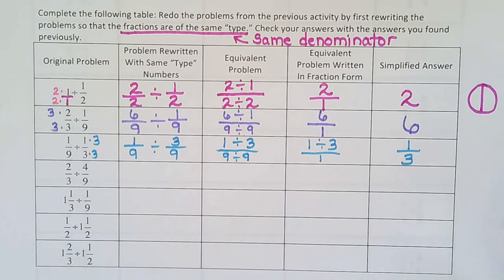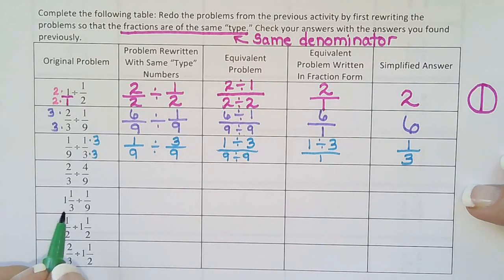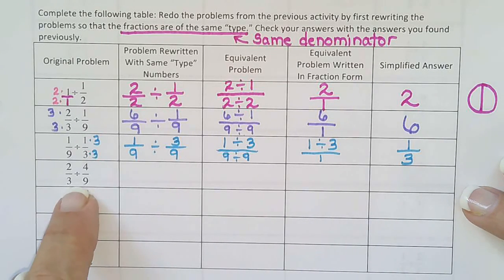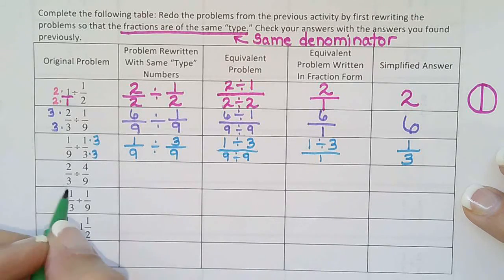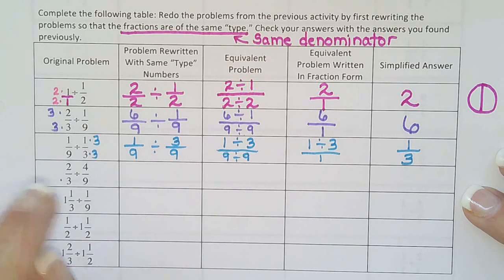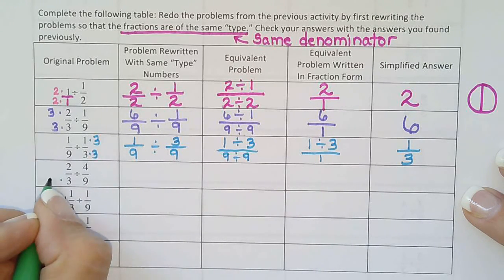Okay, let's do another one, and then if you want to turn off the video and try the next one, go for it. If you want to just work along, that's fine too. So again, we have a common denominator of 9.